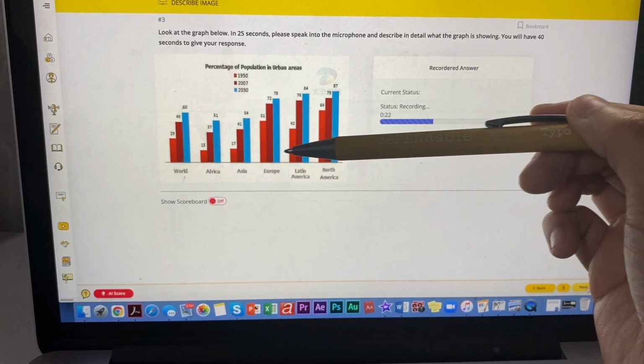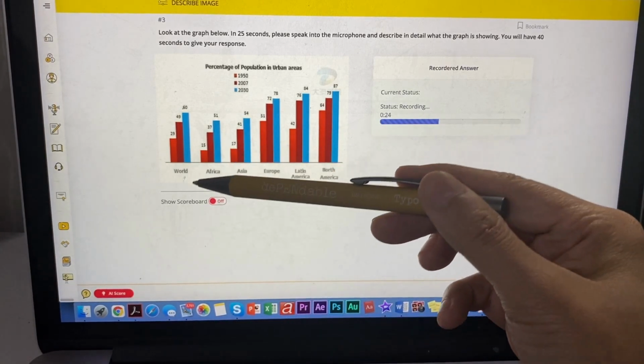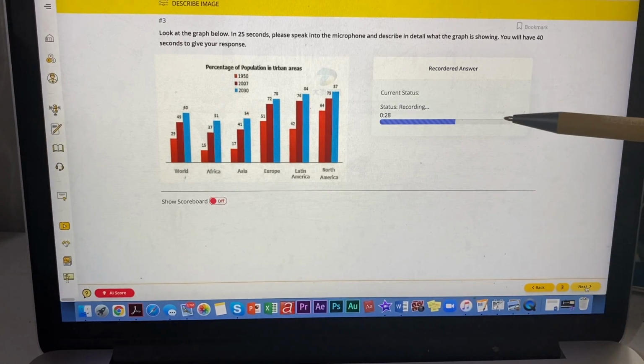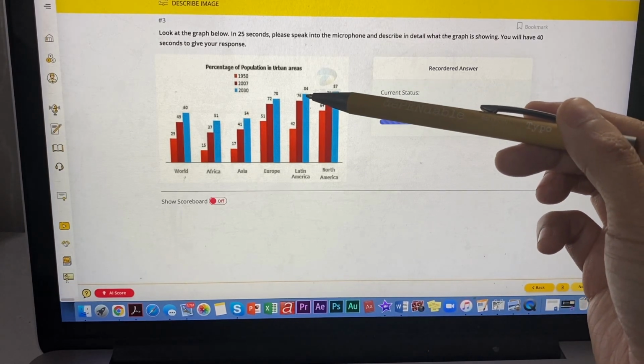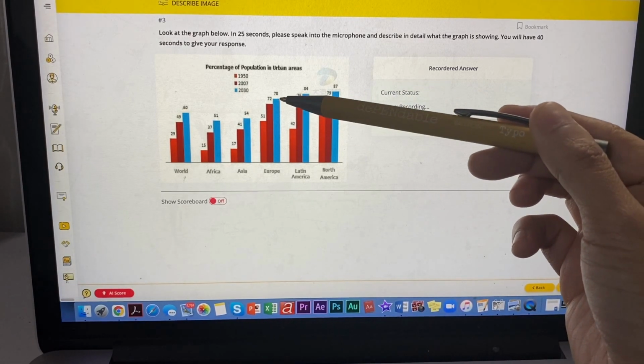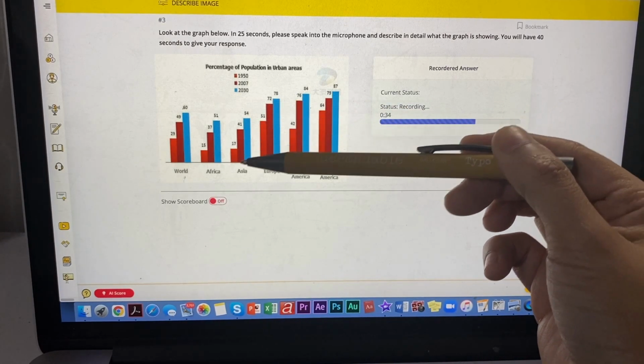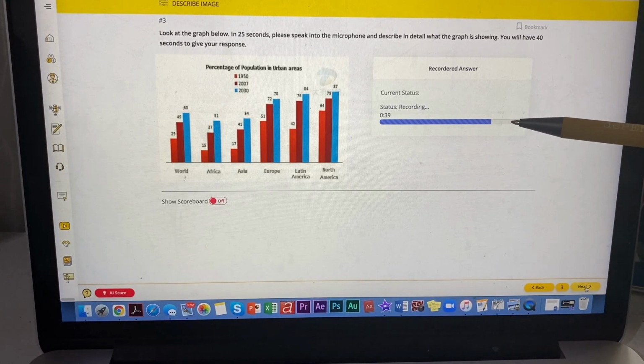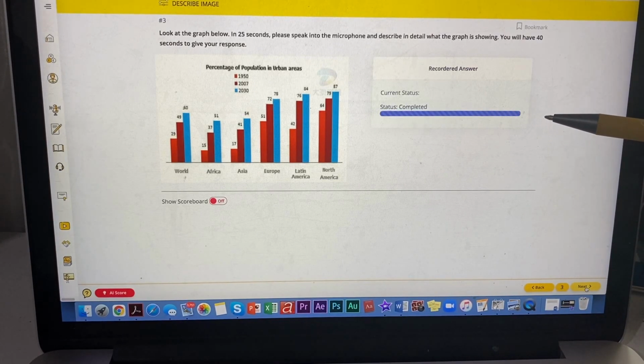Therefore, after analyzing the picture, we should pay more attention to World, Africa, Asia, Europe, Latin America, North America, 79, 64, 84, 76, 42, 78, 72, 51, Africa, Asia, Europe, Latin America, and further information should be taken into consideration. Done. And then press next.